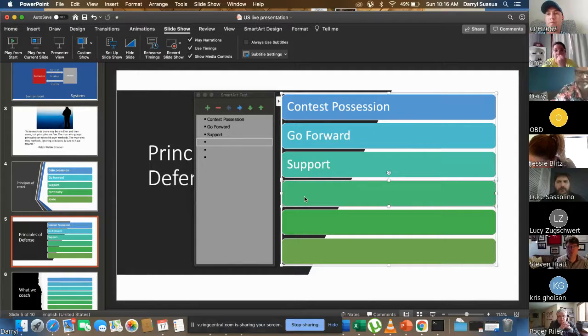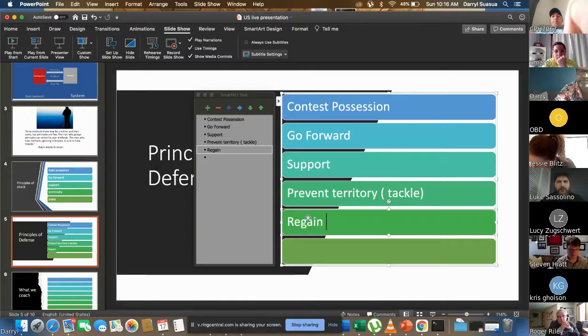So if we put something here around breakdown, and what I'll put here, so someone already mentioned about applying pressure and that. So I want to write here, prevent territory. And that will put like the tackle. So we're looking at the tackle quality. If we do that, and we're looking to regain the possession, and then we're looking to counter attack.